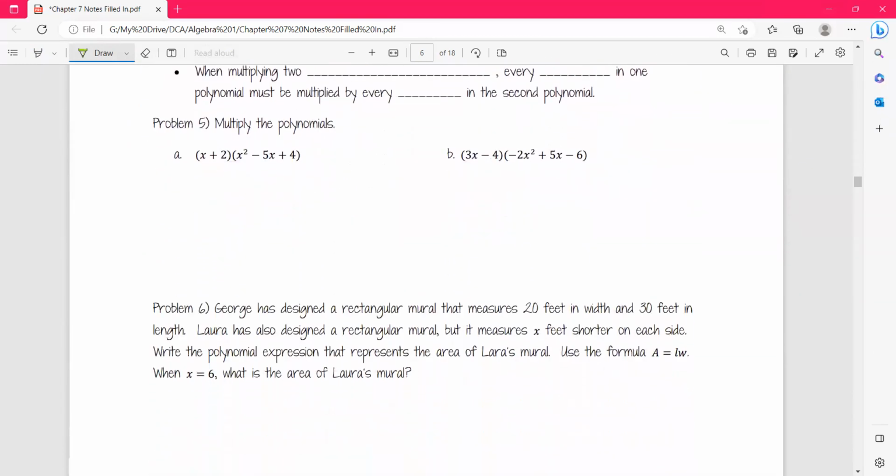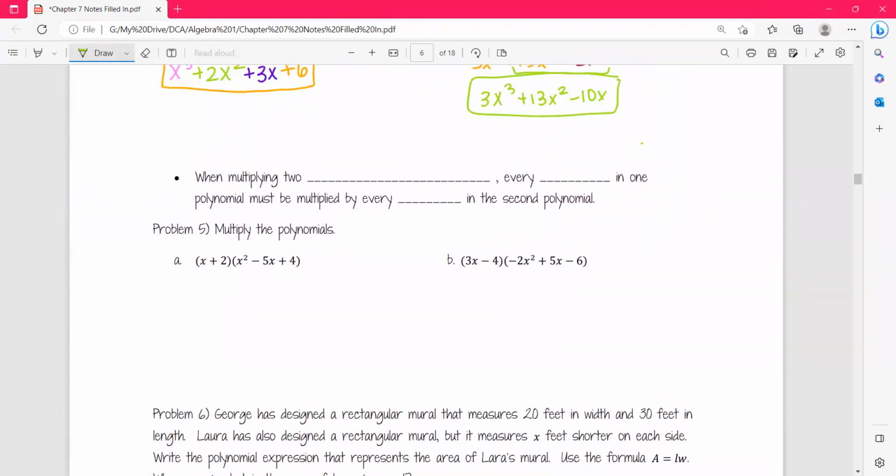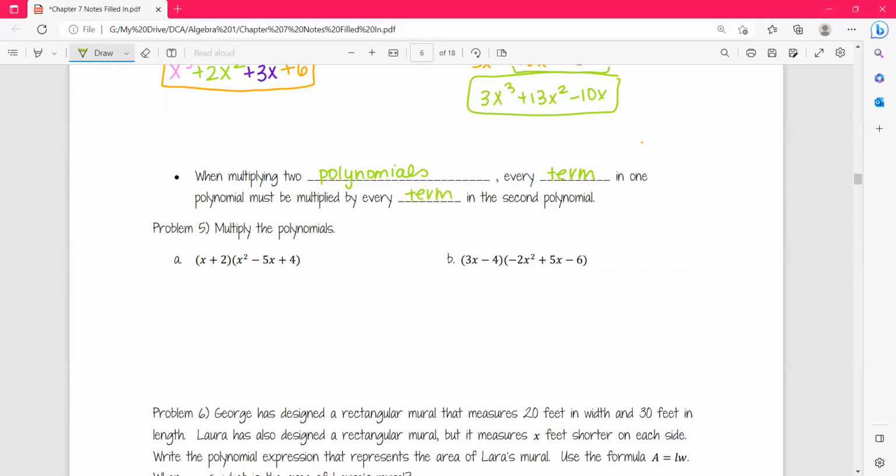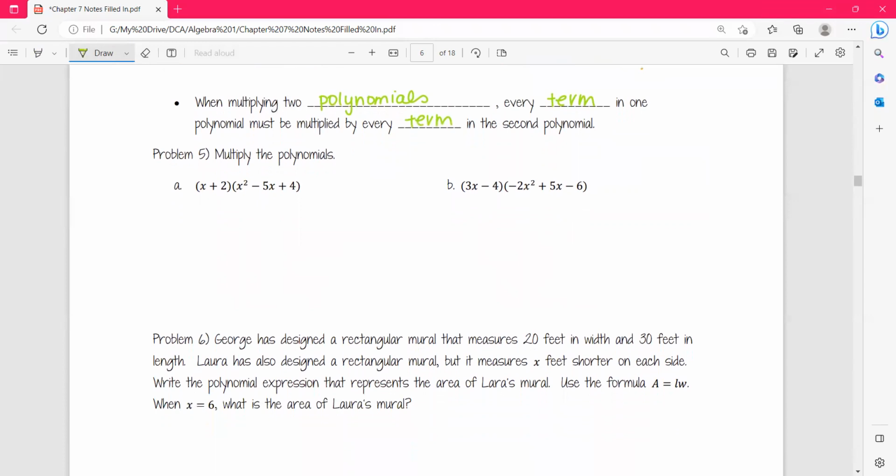So now the last thing here is when multiplying two polynomials, every term in one polynomial must be multiplied by every term in the second polynomial. So notice these, problem 5, we've got a binomial and a trinomial. So it's the same exact thing as distributing. And I want to just emphasize that because we're good at distributing.